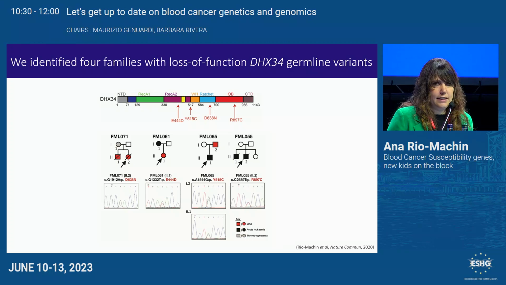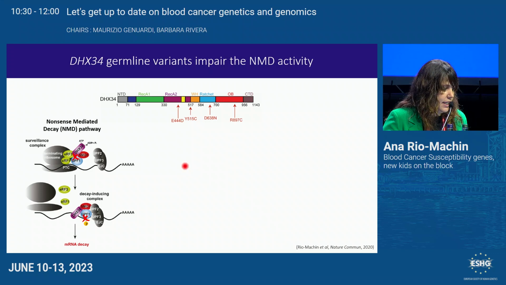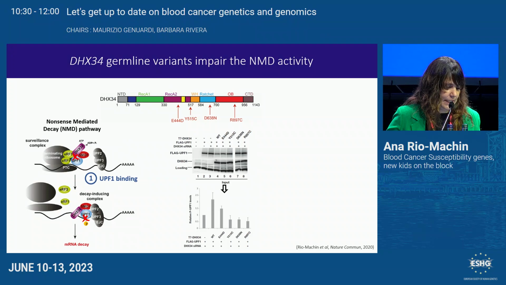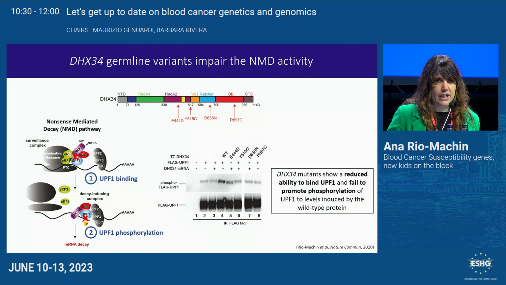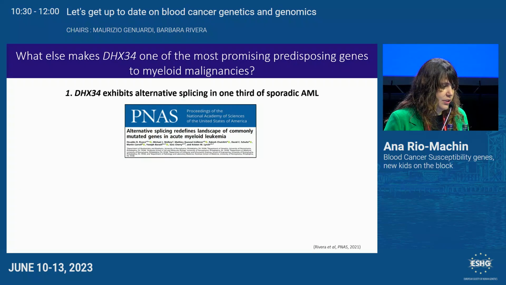So we decided to validate if they were actually loss of function mutations or not. So we had 2 readouts. DHX34 binds to UPF1 and induces the phosphorylation of UPF1. So we look at the binding. We observed that this binding to UPF1 was reduced for the 4 mutants. Same with the phosphorylation of UPF1. It was reduced for the 4 mutants as well. So we could confirm the loss of function nature of these mutants.